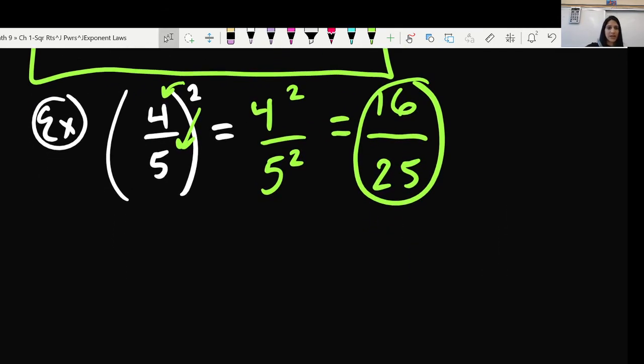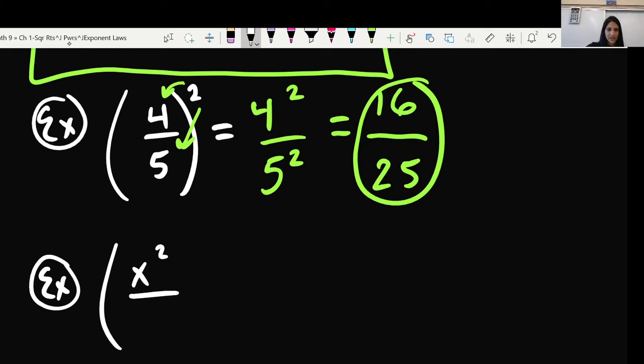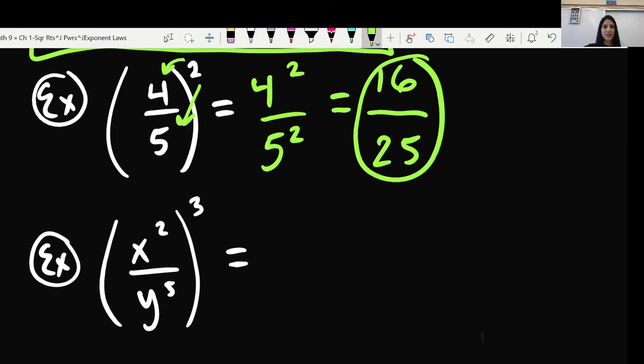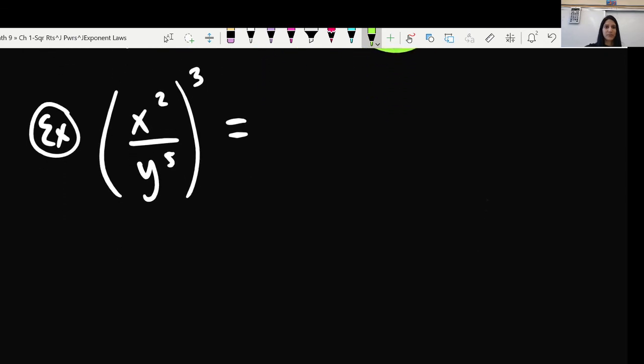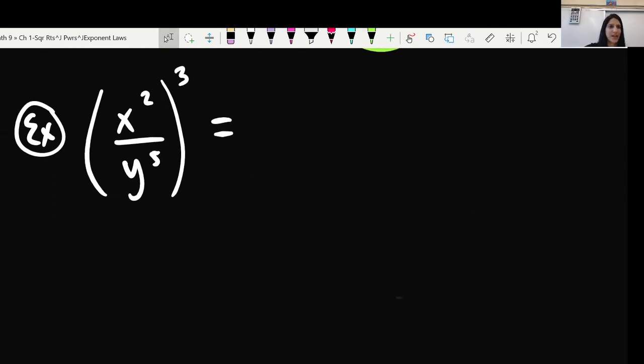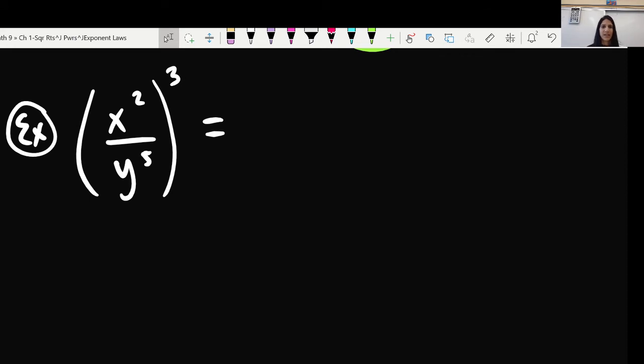Okay, let's take a look at another one that's slightly different with a little bit more going on. If I have x squared over y to the 5, and the whole thing is to the power of 3, I want to know what this is going to be equal to. Let's focus just on that one, so I'll zoom into that.